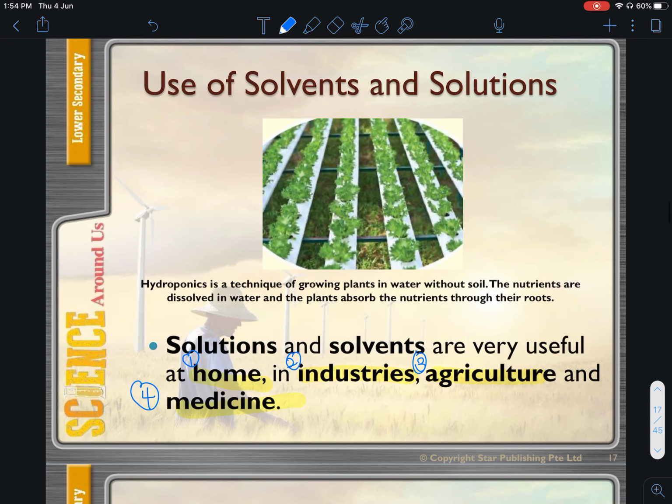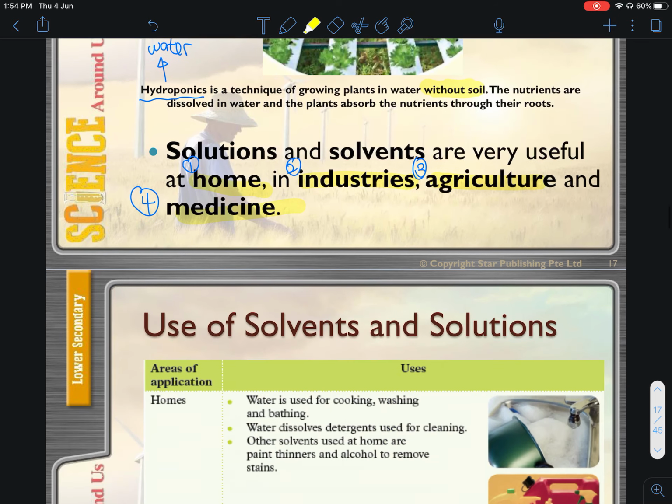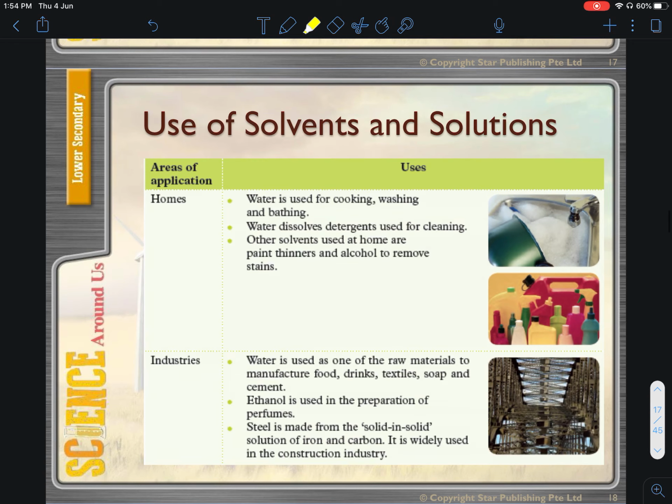One good example is hydroponics, whereby you use water to grow plants. And do take note, there isn't a need for soil in this particular process as the nutrients are dissolved in the water itself and the plant just has to absorb the nutrients through its roots. These are some examples of using water in different areas of interest.